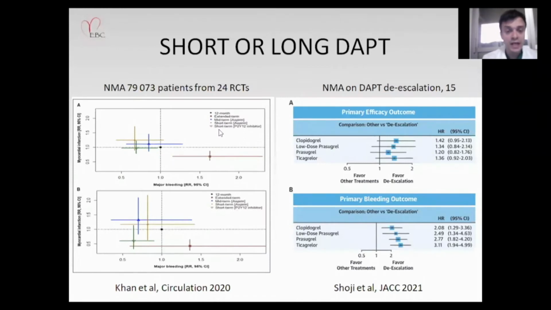Recent evidence has shown that the risk of MI in patients treated with different lengths of DAPT does not differ. For example, in this recent network meta-analysis published in JACC, de-escalation did not increase the risk of subsequent MI, revascularization or death, and of course reduced the risk of minor bleeding. And this is something very important.